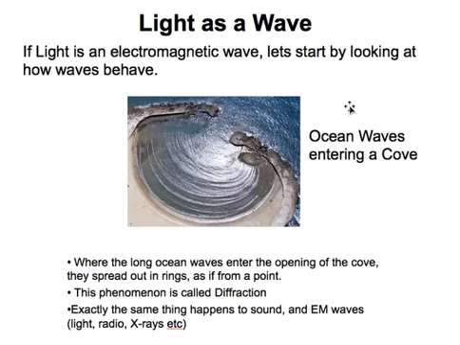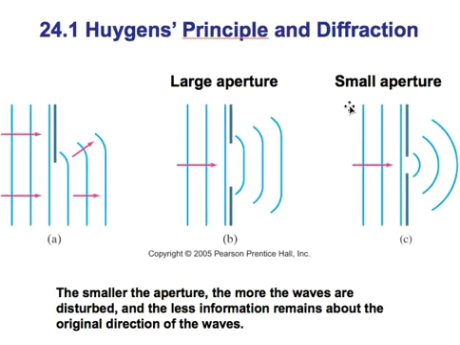So now we return to our picture of the cove and the light spreading out from a point. And we said that this phenomenon is called diffraction. So now we're going to look at this in a little bit more detail. So here we have Huygens' principle again.